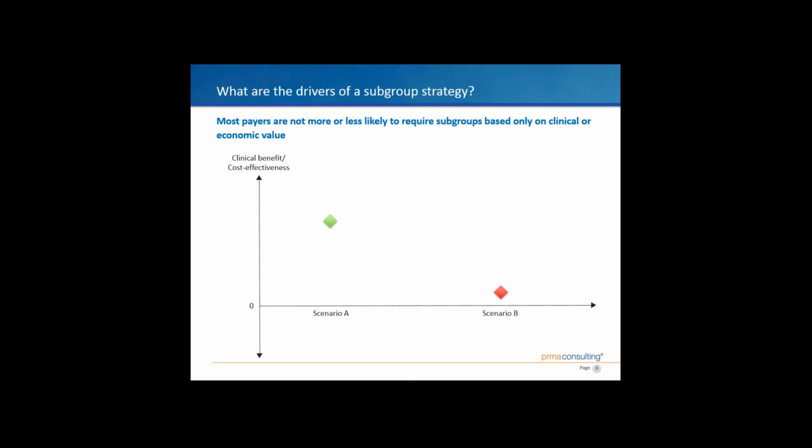And I want to get into this. I want to start with a misconception that we often find, and that's this idea that a payer is going to be more motivated to seek subgroups as a function of the overall or the average clinical benefit or cost effectiveness. And this is a fairly sensible idea, which is that for a relatively high average clinical benefit, scenario A, versus a relatively low level of clinical benefit, the uncertainty around that is clearly more problematic for scenario B.